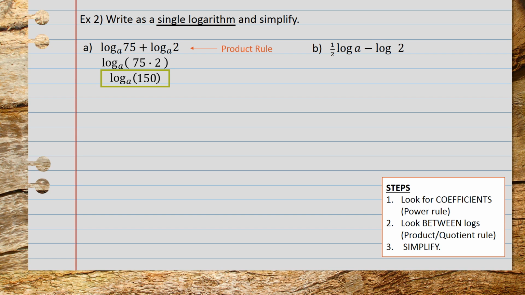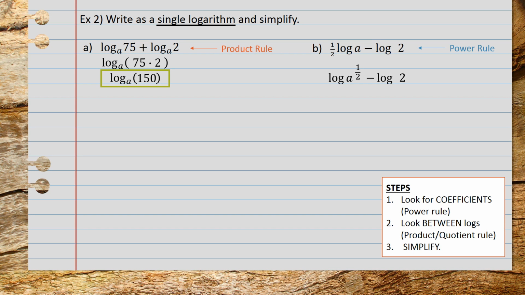For B, we have 1/2 log a minus log 2. So again, according to the steps, we look for any coefficients. Do we have any coefficients? Yes. We have that 1/2 in front of the log a, so we will apply the power rule. We rewrite it to be log of a raised to the power of 1/2 minus log 2. Now log 2 has a minus sign in front, but it has no number, so that's why it will remain the same. We've taken care of the power rule.